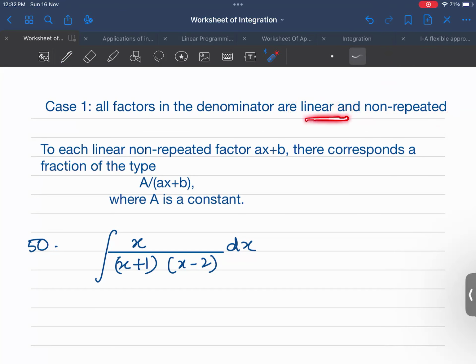To each linear non-repeated factor ax plus b, there corresponds a fraction of the type A upon ax plus b, where A is some constant. We will add these up. How to solve it and how to do it? Let me explain.